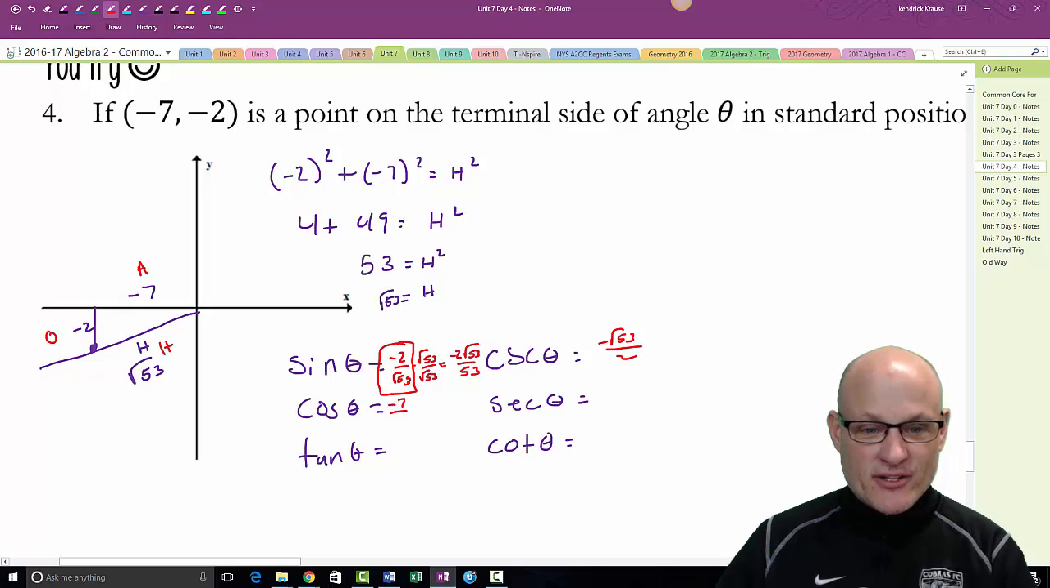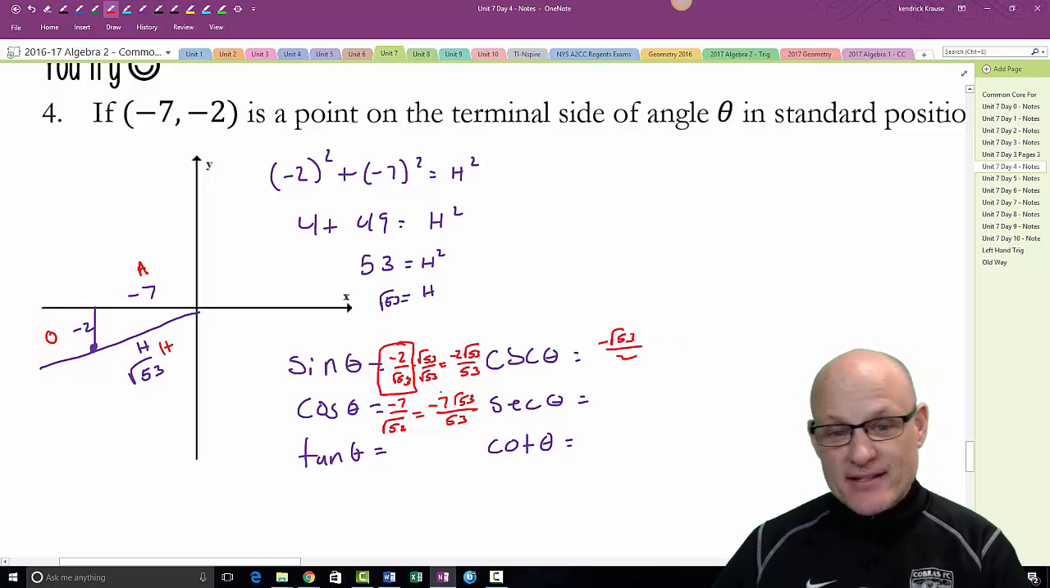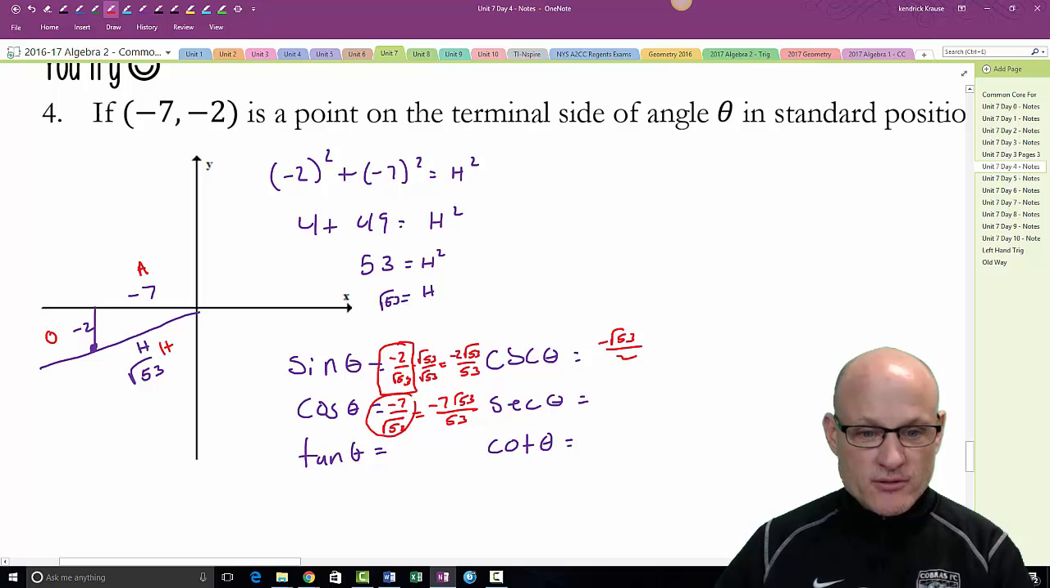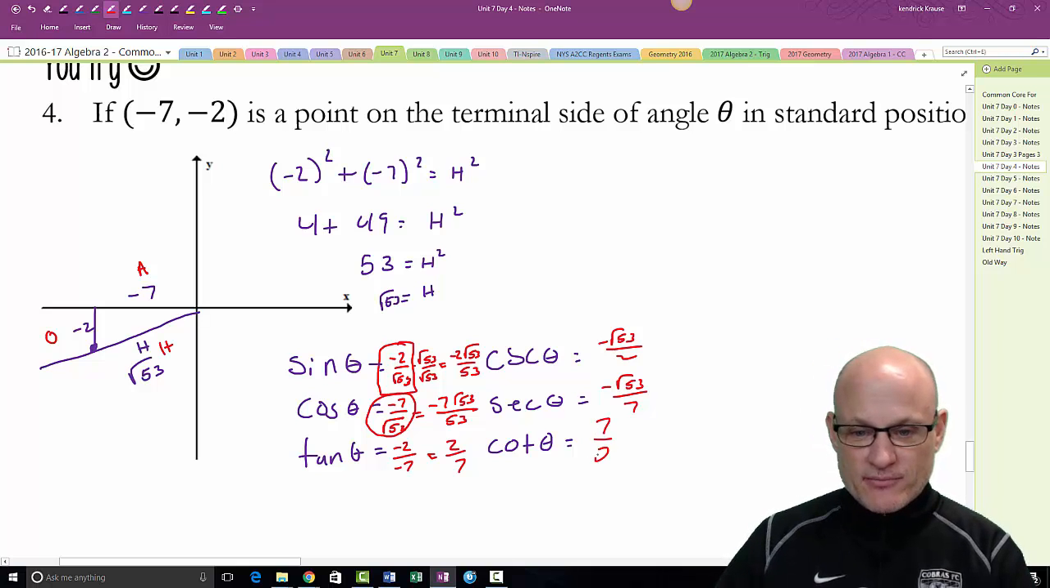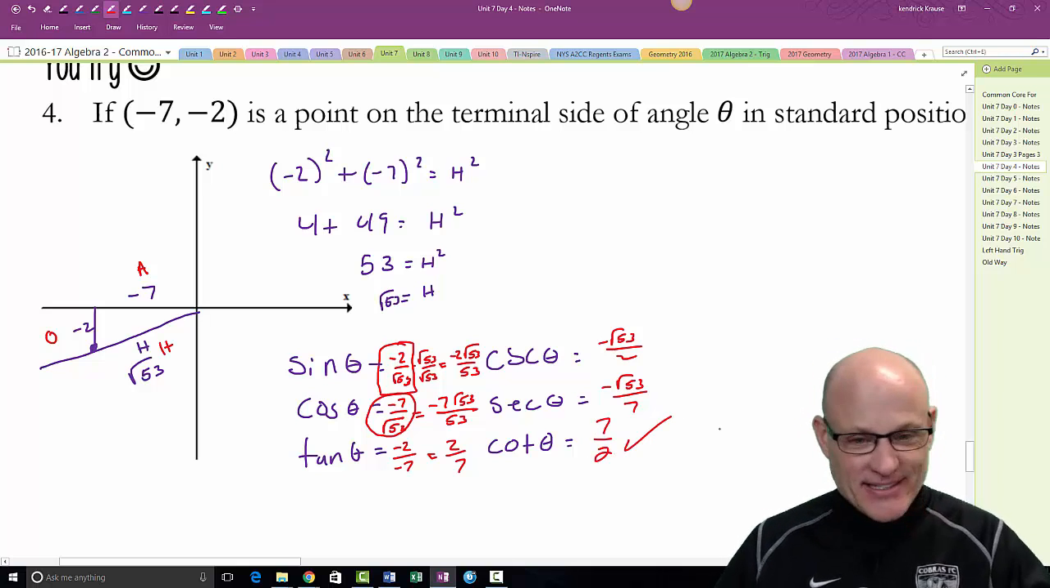Cosine is -7 over the square root of 53. And I think by now you realize that's just going to be -7 square roots of 53 over 53. I'm not going to go through that math. Take the reciprocal of this. So that's negative square root of 53 over 7. Now, tangent's easy. It's just opposite over adjacent. It's -2 over -7. Do not leave it like that. It's 2 sevens. And the cotangent is just the reciprocal, 7/2. Ka-ching! I think that's it.